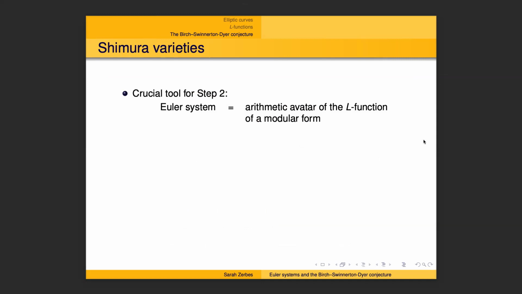I don't want to say precisely what it is. Roughly, it is an infinite collection of geometric objects, which stand in certain relations to each other. And these relations are governed by the local L factors of the L function. So how does he construct this Euler system?